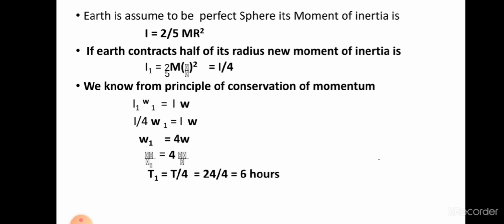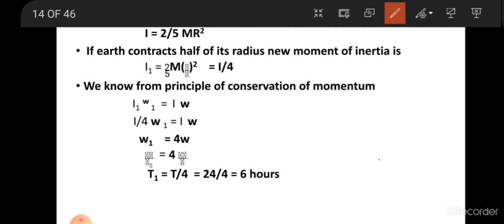Now using the principle of conservation of angular momentum, I1 omega 1 is equal to I2 omega 2. Here I1 is I by 4, and this omega 1 is the new angular velocity, and this I omega is I omega. If we cancel I and I, we get omega 1 is equal to 4 omega. We know that omega 1 is equal to 2 pi by t1, and 4 is already there. Omega is 2 pi by t.